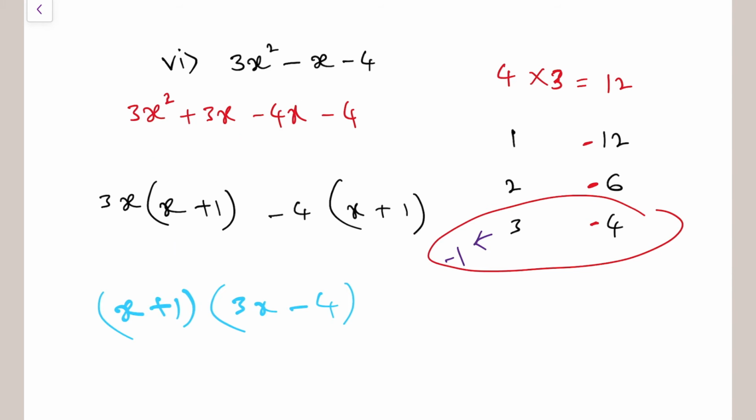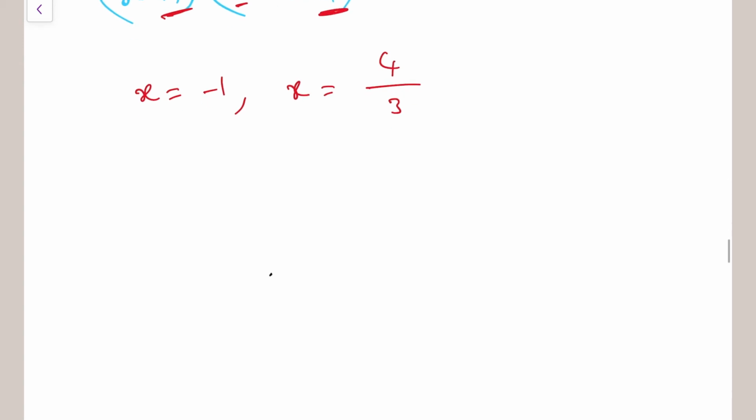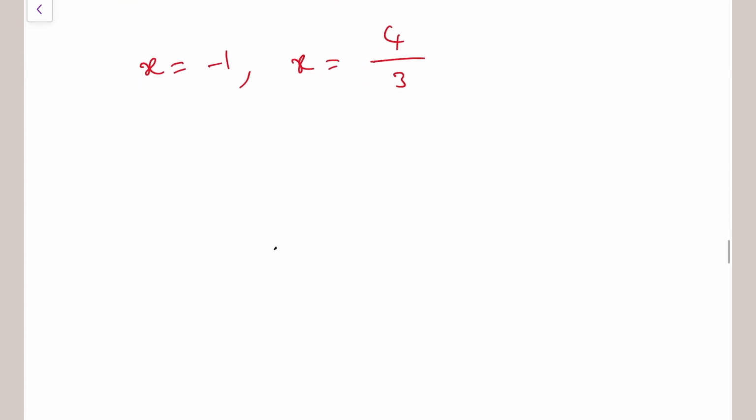Now let us find out the zeros, that is the x values. X is equal to, here plus 1 is there, so minus 1. X is equal to, here minus 4 is there, so plus 4; here multiplied by 3 is there, so divided by 3. So the x values or the zeros of the given polynomial are minus 1 and 4 by 3. One let us take as alpha and one as beta. So alpha equals minus 1 and beta equals 4 by 3.